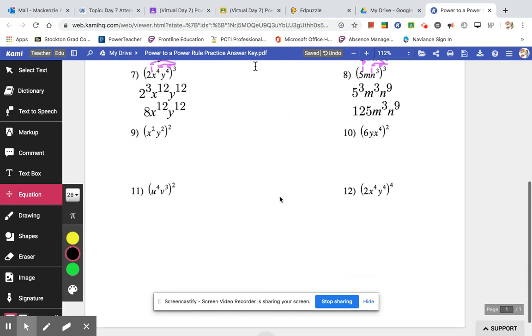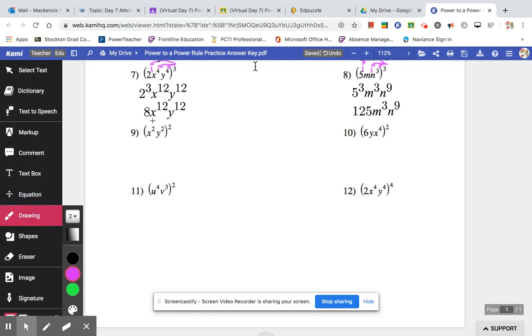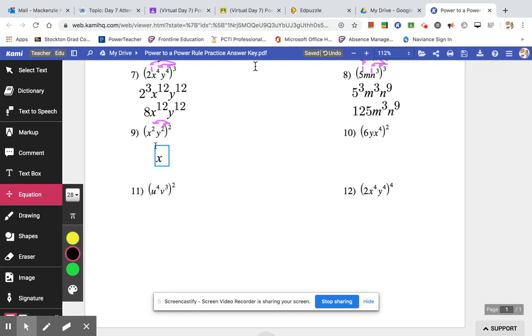All right, almost done here. This one here is a nice one because there's no coefficient, so I don't have to put any 1s anywhere. I can just distribute this 2 to both of these, keep my bases. So I write x to the 4th, 2 times 2, and y to the 4th. And there's nothing I could do to simplify that, just because there's no coefficient. So I really can't do anything else with this.